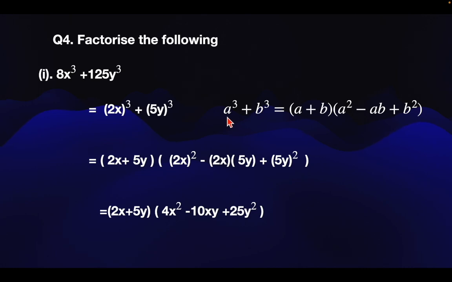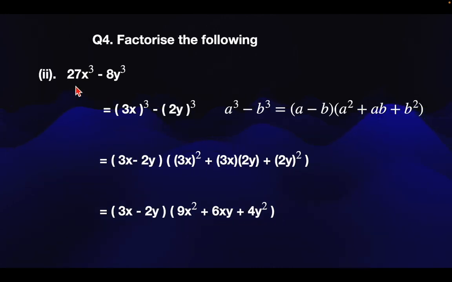Factorize it by substituting a is equal to 2x and b is equal to 5y. Now simplify this. You will get the answer. Okay. Same type of sum.